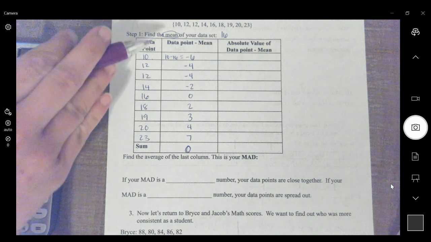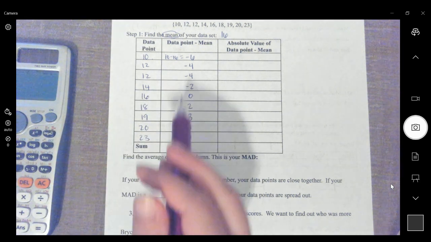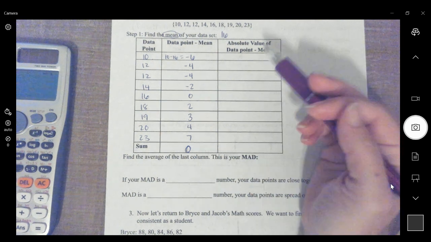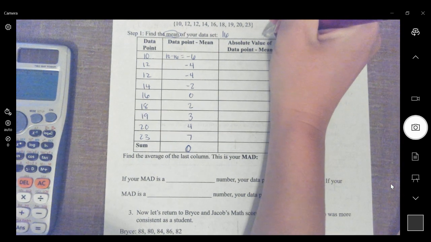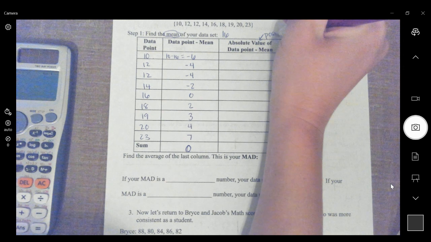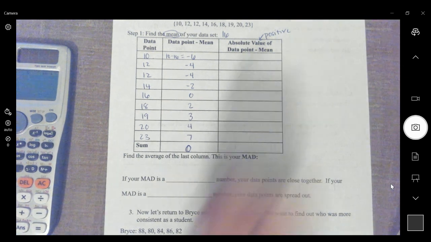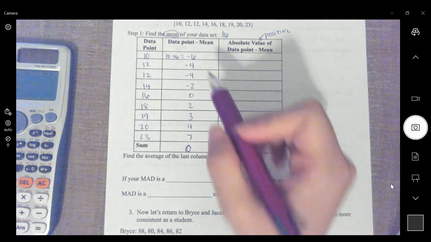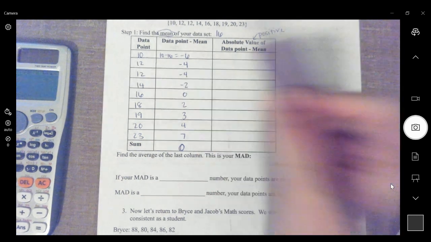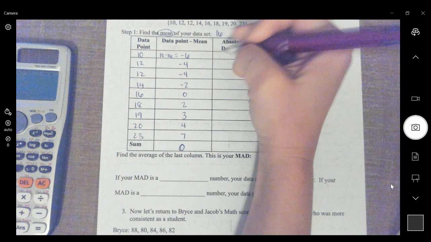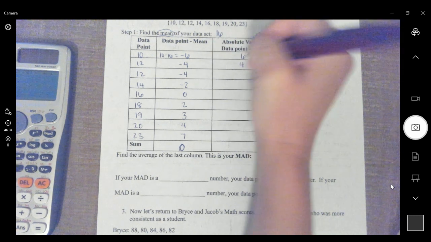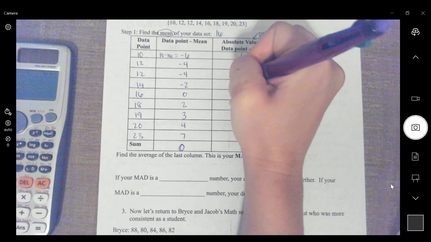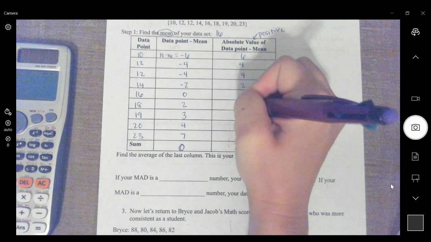So a lot of times people will just skip this column here and go ahead to the last column, because we want the absolute value, which means we only want the positive distance. So how far away is it? And then exclude that negative number. So absolute value of negative 6 is positive 6. Absolute value of negative 4 is positive 4. So we're just going to go through and make all of these positive if they weren't to start with.